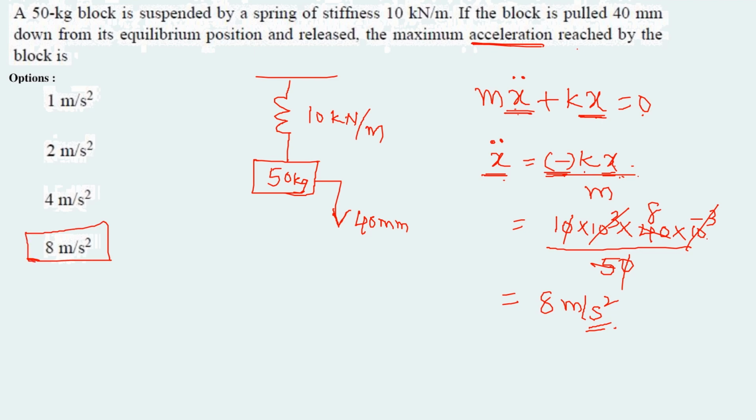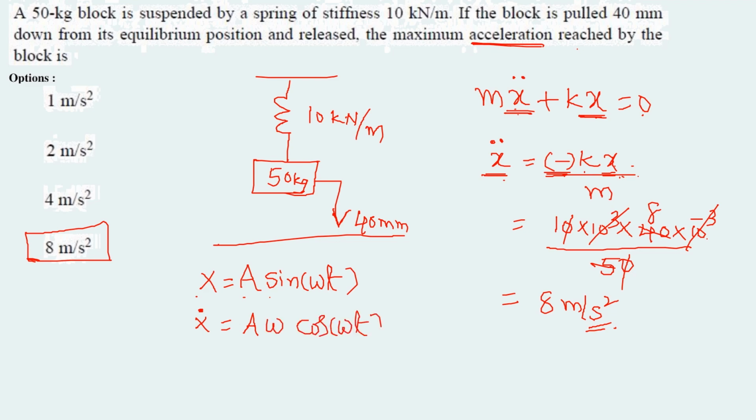It can be solved another way also. The general solution for the spring mass system, which is following simple harmonic motion, can be given as x equals a sine omega t, where a is the amplitude. Now velocity is the first derivative of the displacement, so a omega cos omega t. The second derivative is acceleration, that is equal to minus a omega square sine omega t.